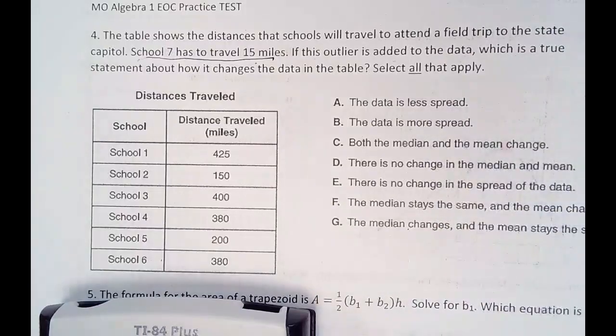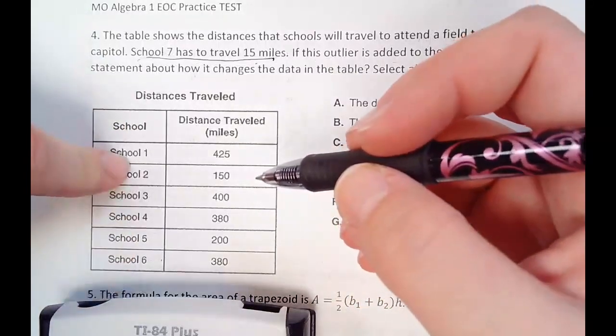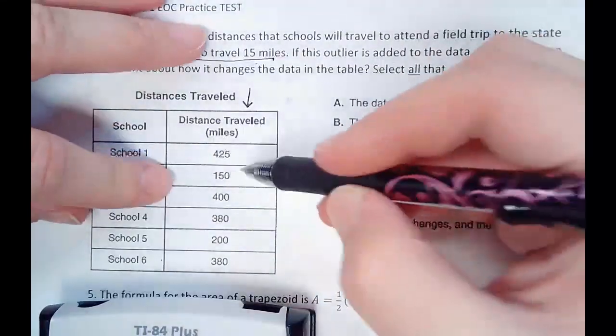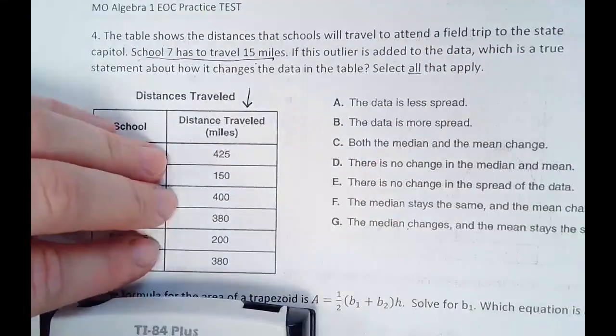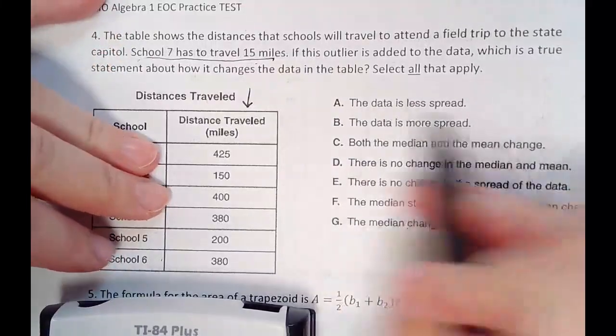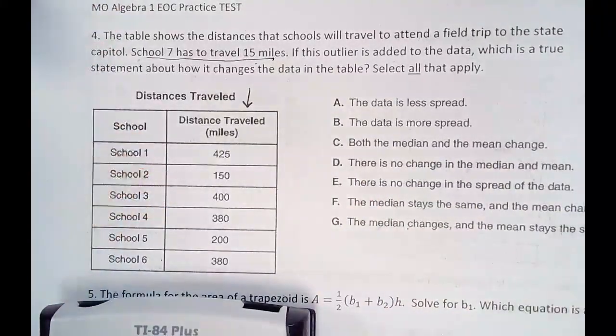Select all that apply. So we have 6 schools measured here. I don't really care about what schools we're talking about here. I really care about their miles. So these are data points. Okay, and it's asking me to select all of these that apply. So it's talking about the spread of the data. It's talking about mean, median.